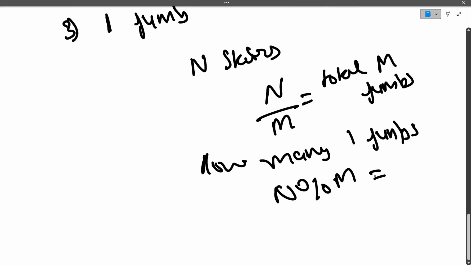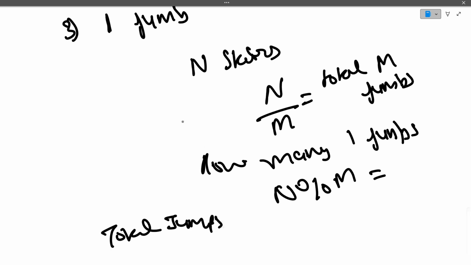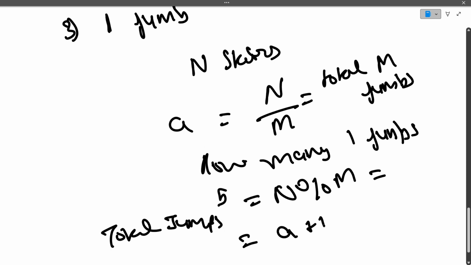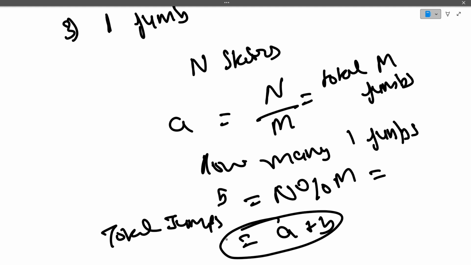How many one jumps do we take? n mod m. And the total jumps, let's suppose this is A and this is B, will be A plus B. So n divided by m plus n mod m will give us the total jumps we need to take to reach the top of the stairs. I hope this logic is clear to you. If you still have any doubts, you can revisit this approach again, or you can move ahead and see the coding part of this question.